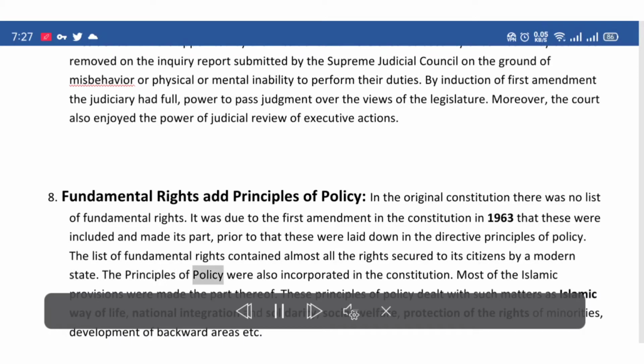The principles of policy were also incorporated in the Constitution. Most of the Islamic provisions were made the part thereof. These principles of policy dealt with such matters as Islamic way of life, national integration and solidarity, social welfare, protection of the rights of minorities, development of backward areas, etc.